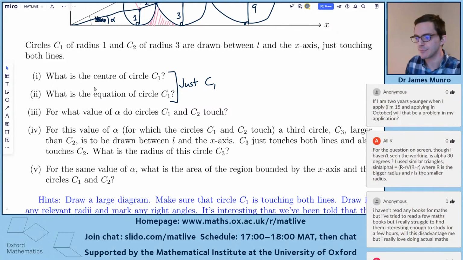I'm going to scroll very slightly. Oh no, I'm not. Good.